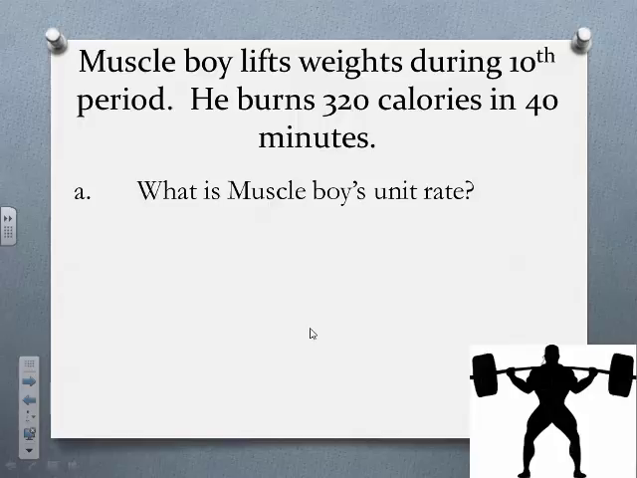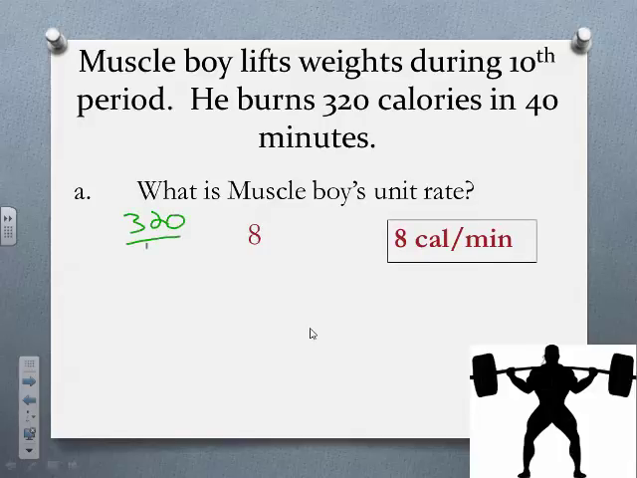We want to know how much for 1 minute, so we're going to take 320 and divide it by 40, and that's where your 8 comes from. And notice how we label it. We label it in calories per minute. Now, if we talked about per class period, we could just use this. We could say he burns 320 calories per period. That would also be okay for unit rate, but here we're talking about minutes.